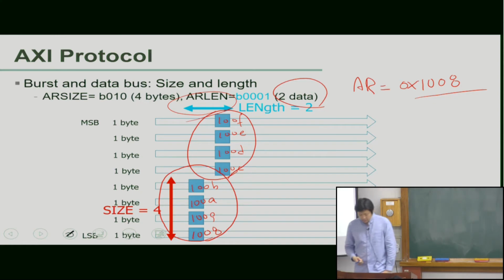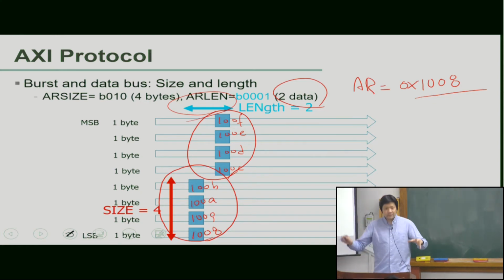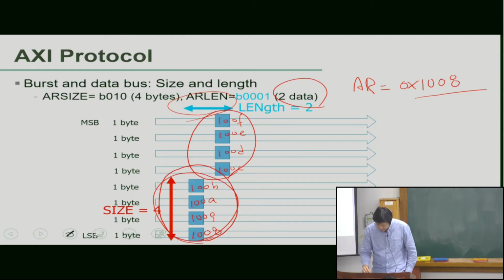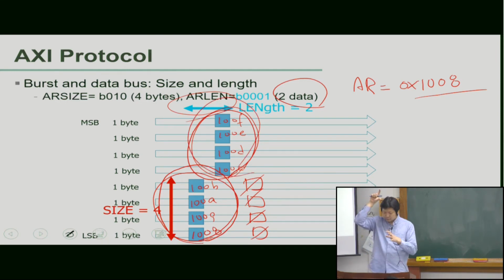So if you have a byte address, then that byte will always be transferred in a specific byte location in the bus. That's the reason why the first 4 bytes are placed in the lower 4 bytes of the bus, and the second one will be placed in the upper 4 bytes of the bus, instead of doing something like this in the second transfer. This address range will be mapped to the upper half of the bus.